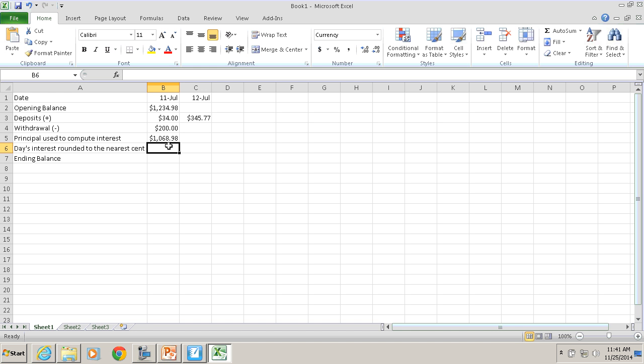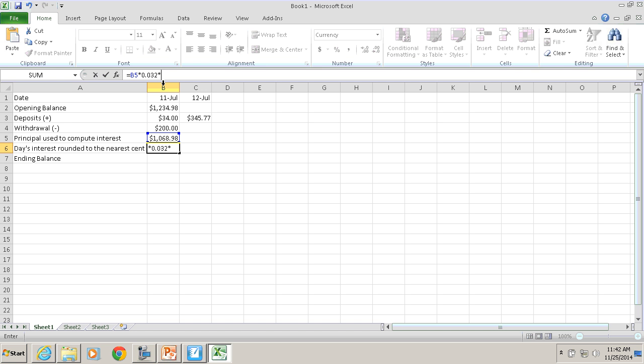Now this says day's interest rounded to the nearest cent. So this is going to be our simple interest formula right here. The interest, so I equals the principal, this cell, the new principal, times, which is that little asterisk, the rate, which if you look back at Jennifer's example 5 is 3.2%, which is 0.032 times time.